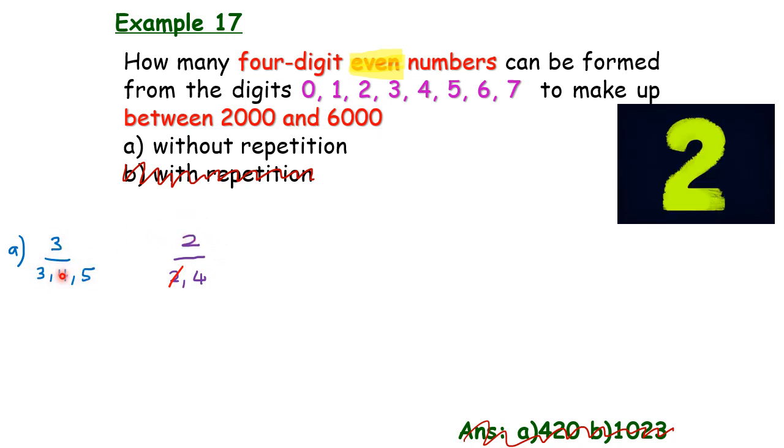It cannot be 4 because let's say we already use 2 from the last place. Remember, we start with the last to make it an even number. So at the front, since it is also between 2000 and 6000, from 2, 3, 4, 5, we only choose 3 because one of them, either 2 or 4, is already used at the back. So let's say we choose 2. Okay. And then the remaining, we still have 5 digits.